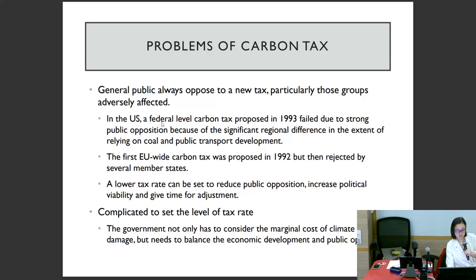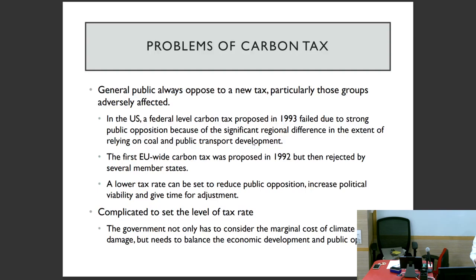So in the US, a federal level carbon tax proposed in 1993 failed due to strong public opposition because of significant regional differences in the extent of relying on coal and public transport development. So maybe in some regions, the public transport network is very poor. Okay, I cannot take public transport. There is just no bus, no train, so I can only drive. And maybe by that time, you can only use fossil fuel.